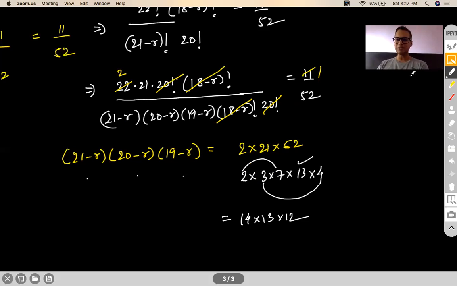Now, when you're trying to solve for R, just compare the corresponding term with the corresponding term on the right side. For example, you can compare the smallest one with the smallest one. So 19 minus R is 12. That means R has to be 7.